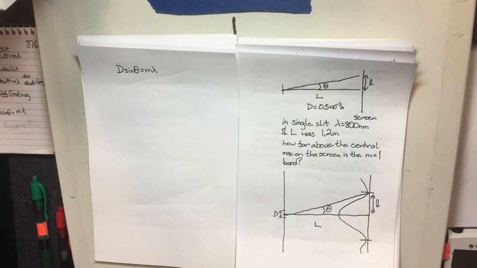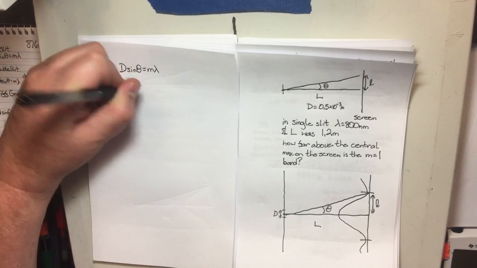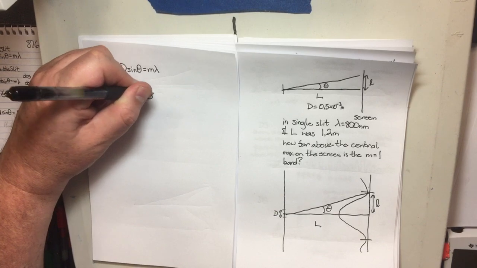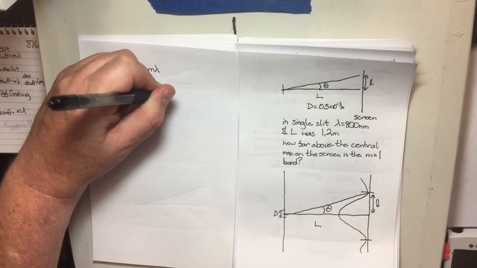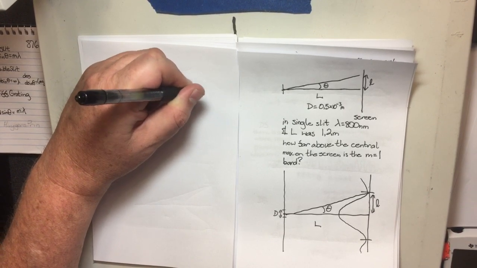There's a problem with the equation. Sine theta deals with opposite, little l, that we don't know, that we're looking for, and divides it by the hypotenuse, which we definitely don't have. So we're kind of in trouble. So what they do is they use something called small angle approximation.